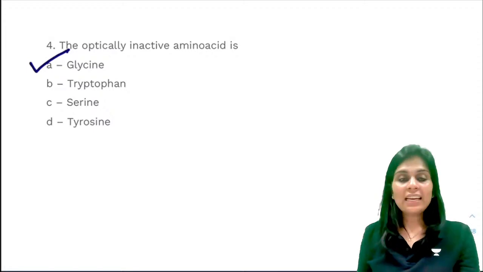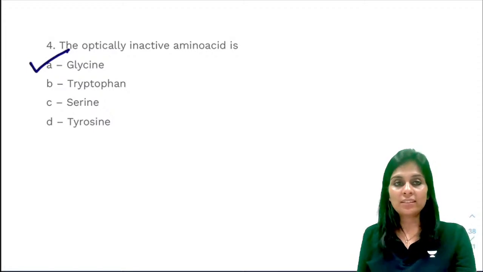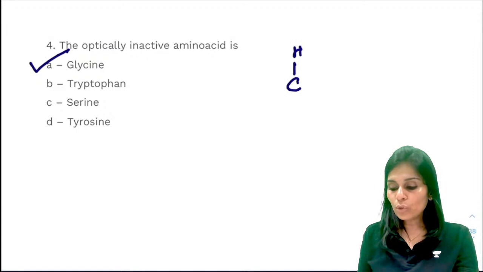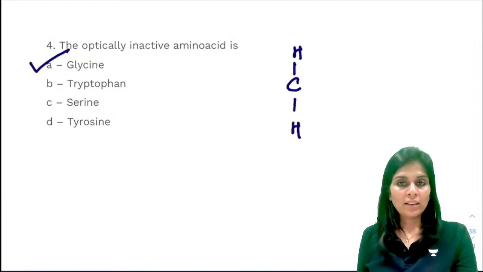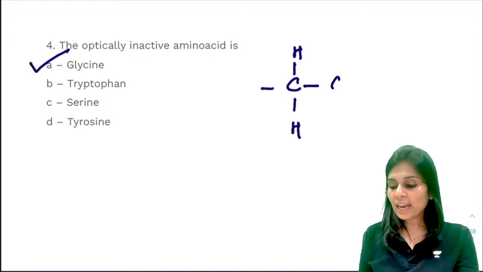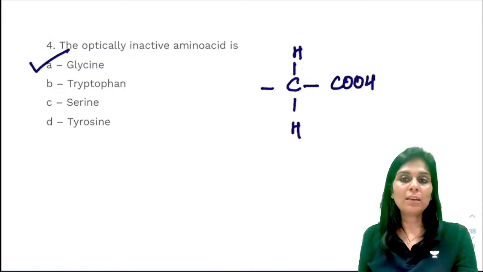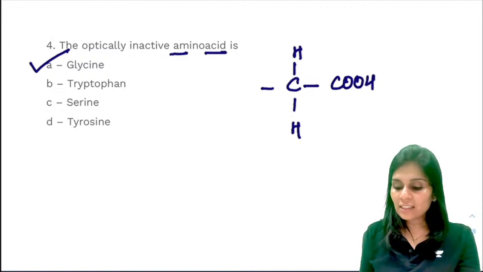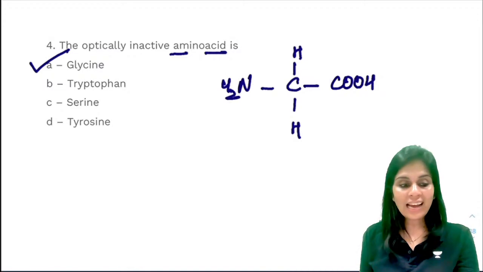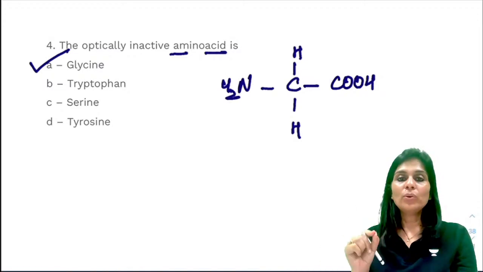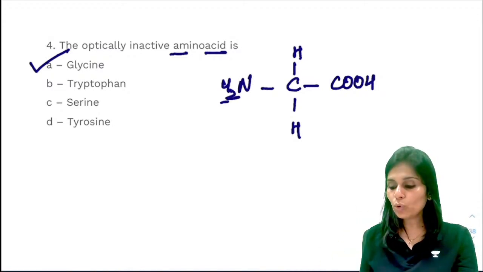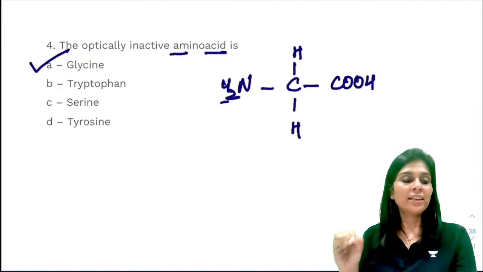Okay, because glycine is the simplest amino acid. In glycine, the R group is just a H. Any amino acid will have a carboxyl group. As the name indicates, amino acid will have an amino group and an acid group. Amino acids will always have an amino group and an acid group. And the R group in glycine is just a H.